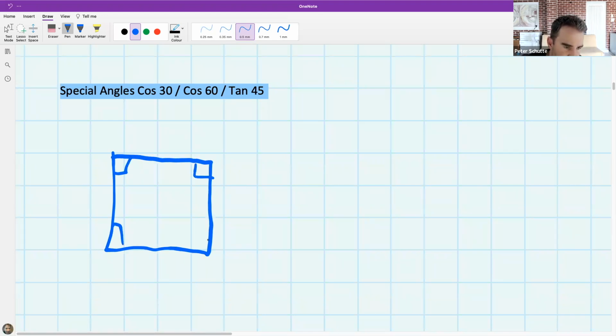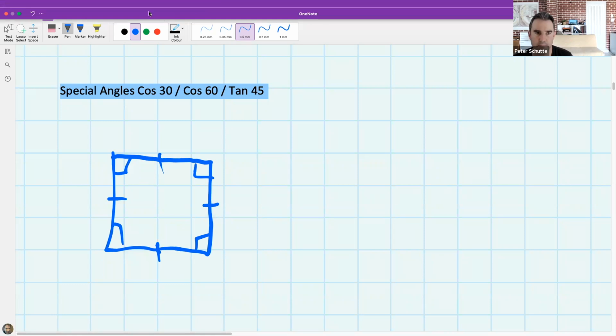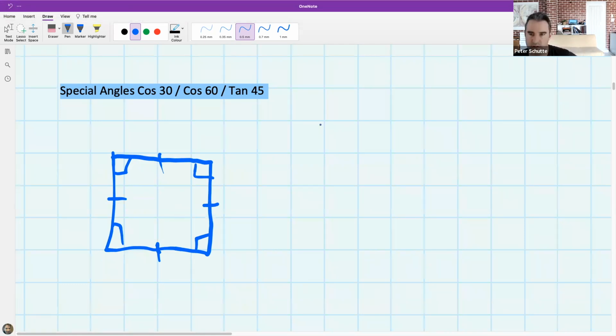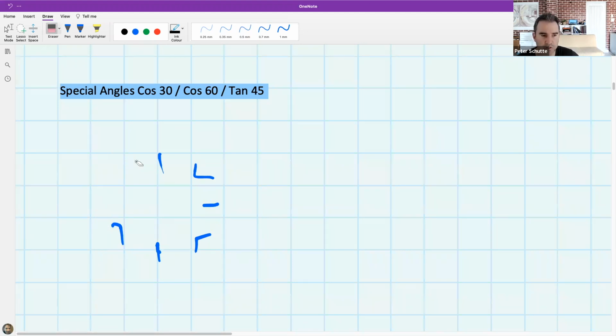What type of shape is this? Can someone tell me in the chat, or tell me by unmuting themselves? It is a quadrilateral, but it's a special type of quadrilateral, isn't it? It's a square. Yes, it's a square. So we all know a square has equal sides with right angles.